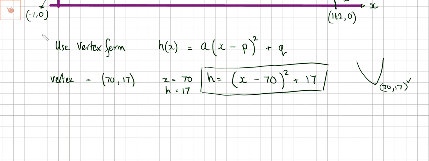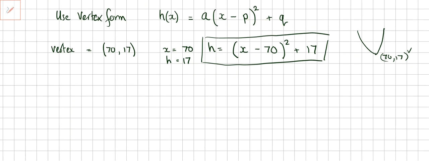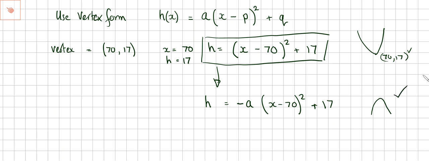So, what have we got so far? Well, we only dealt with the p and q. So currently we need to improve it. So we've got h equals a times x minus 70. Did that a ever impact where the vertex was? No, it didn't, did it? That's why we did all this work, right? The a does not impact where the vertex is. What did the a do? It controls whether it's concave up or concave down. So in this case, it needs to be a negative a. That gives us that way.